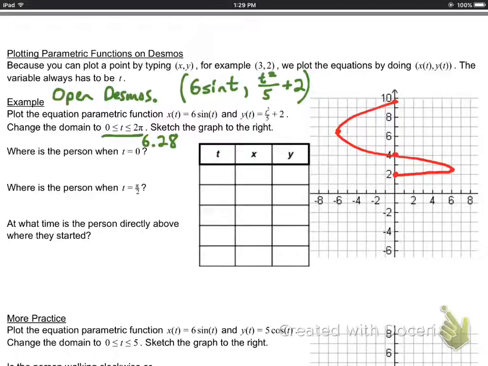The first question being, where is the person when time is 0? Well, at time 0, we want to plug in 0 into this equation for x to find the x value. 6 sine of 0. Well, sine of 0 is 0, so the x value is just 0. If you plug in 0 into this equation, 0 squared over 5 plus 2, you get 2. So at time 0, at the start of this event, whatever it is that's happening, if someone's just walking along this path, then they are at the location 0, 2, which might mean 2 meters north of something.